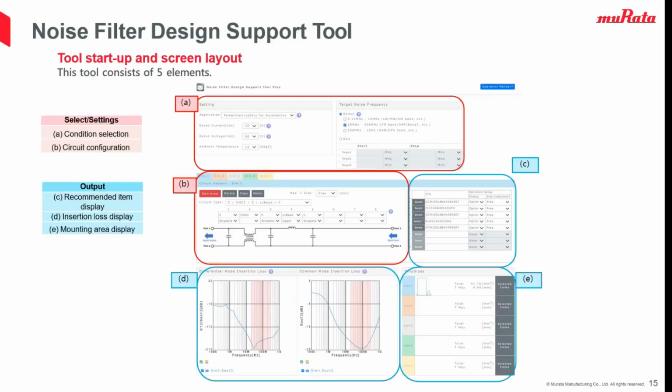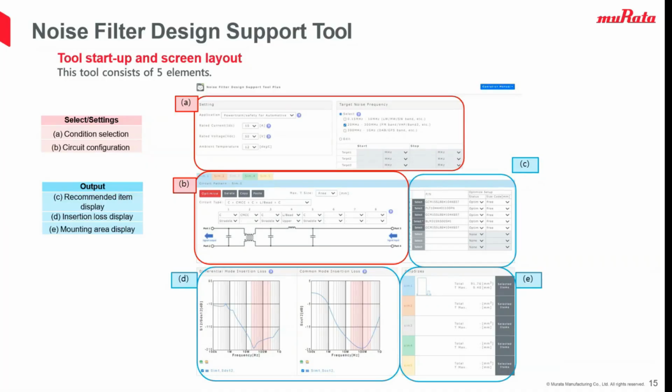Looking at it from here, at the top, just like the DC to DC tool, you'll have your set conditions, which includes things like target noise frequency and operating parameters. Once you put those in, in the center, you can build your filter topology either from scratch or from circuits that are already recommended within the tool itself. Once you click that optimize button, it'll spit out different part numbers and recommendations, which you'll see in the C block there.